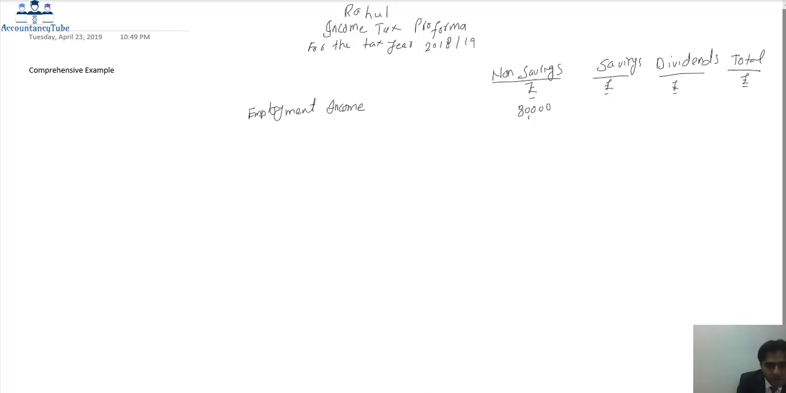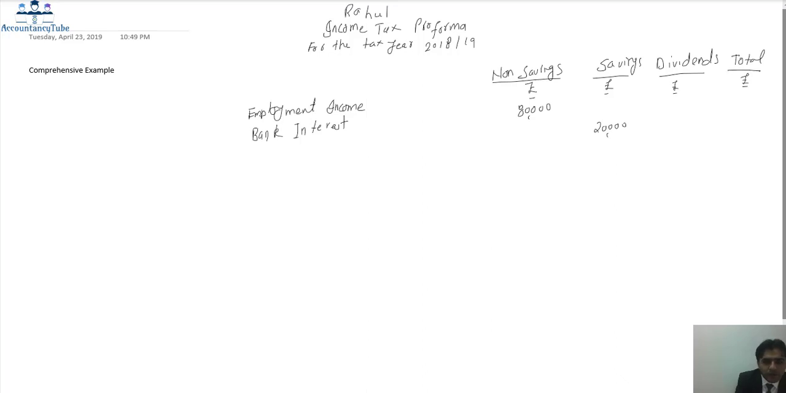After that, the bank interest is given. Normally the bank interest is given gross. Some years ago, the examiner used to give it in the net form, and you had to gross it up manually, but now it's given gross. So the bank interest is £20,000, and it would go into the savings.